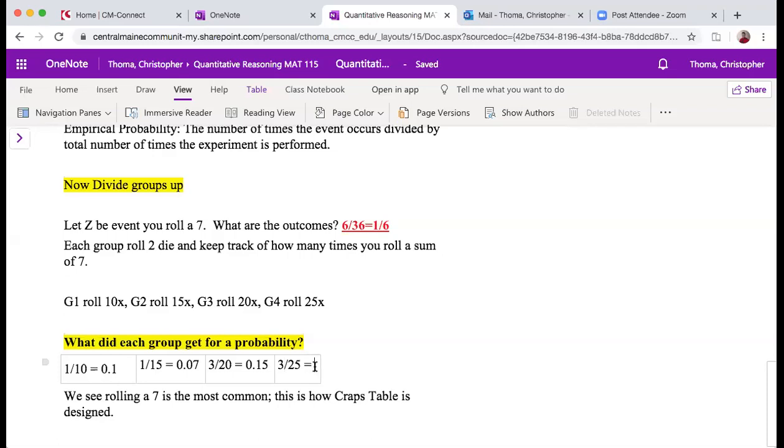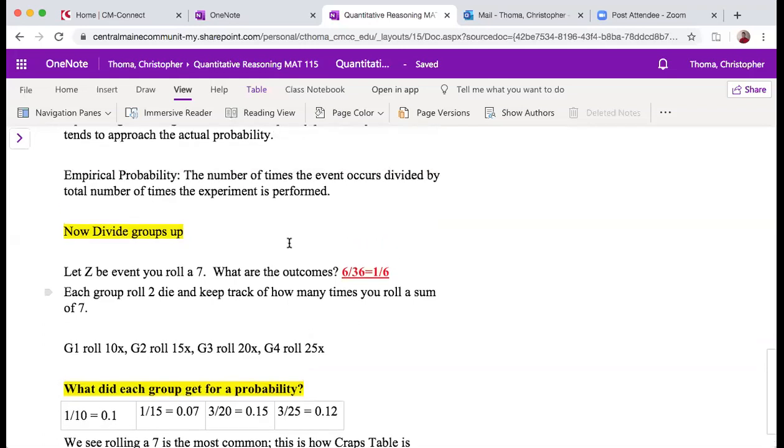Not too bad. Everybody stayed pretty close, right? So you see, the first group had 10%. Group 2 had 7%. Then we had a 15 and a 12.